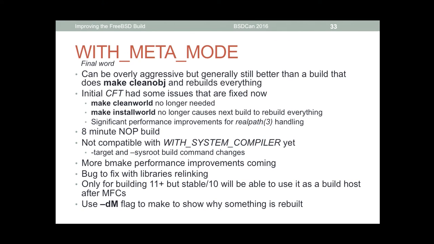This disables the system compiler feature, unfortunately, because if in the last build you were using the in-tree cross-compiler, and now in the next build you're using the compiler you just installed, it's now going to add target and sysroot flags, which changes the build command, and so now everything would have rebuilt. So I disabled that. There's more improvement for bmake coming for performance. A lot of things have actually already gone in the past few days. There's a subtle bug with library linking that's being looked into. This will allow you to build incrementally head from head, and after I MFC the changes, you'll be able to build head from stable 10 with FileMon as well. And if you want to know why something's rebuilding, you can use the -dM flag to see why it's rebuilding.